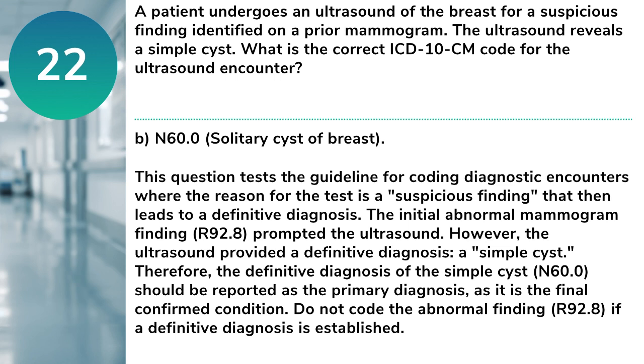This question tests the guideline for coding diagnostic encounters where the reason for the test is a suspicious finding that then leads to a definitive diagnosis. The initial abnormal mammogram finding, R92.8, prompted the ultrasound. However, the ultrasound provided a definitive diagnosis, a simple cyst. Therefore, the definitive diagnosis of the simple cyst, N60.0, should be reported as the primary diagnosis, as it is the final confirmed condition. Do not code the abnormal finding, R92.8, if a definitive diagnosis is established.